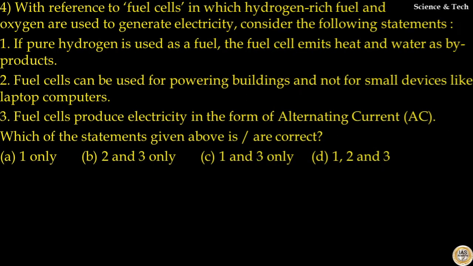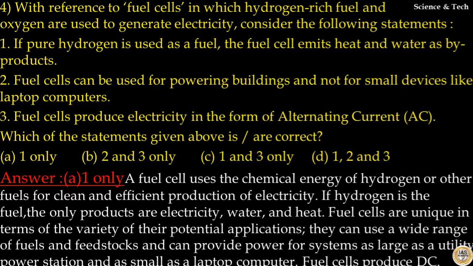Question number 4. With reference to fuel cells in which hydrogen-rich fuel and oxygen are used to generate electricity, consider the following statements. Statements are, if pure hydrogen is used as a fuel, the fuel cell emits heat and water as byproducts. That is correct. Fuel cells can be used for powering buildings and not for small devices like laptop computers. That is incorrect. Fuel cells produce electricity in the form of alternating current. That is incorrect. It produces DC. Which of the statements given above is or are correct? Here the answer to this question is option A. Statement 1 only is correct.